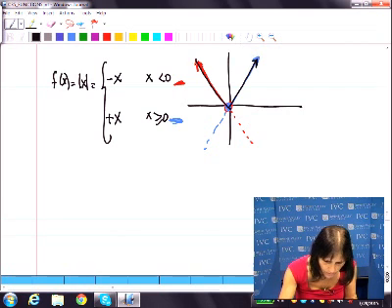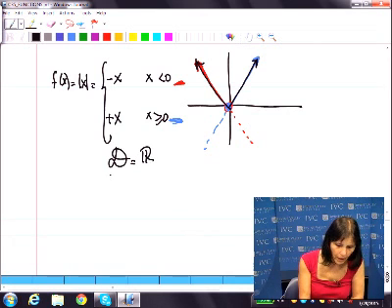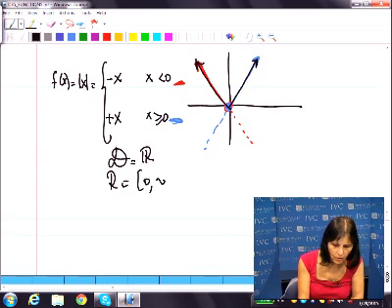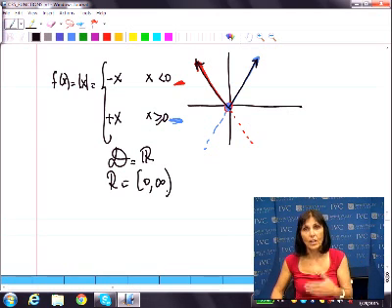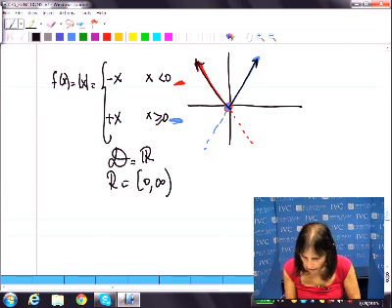including 0. So what's its domain? Can you take absolute value of any number? Yeah. But how about the range? You always get 0 to infinity. Nothing else. You cannot do negative numbers.